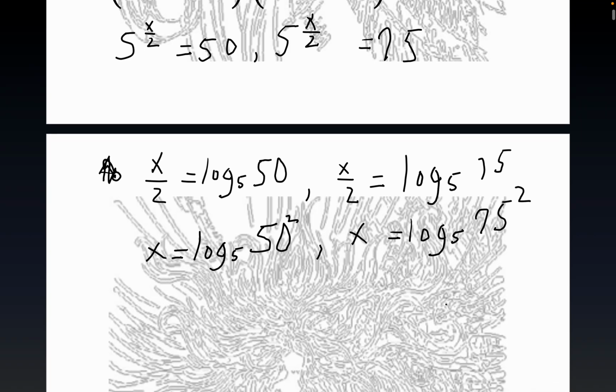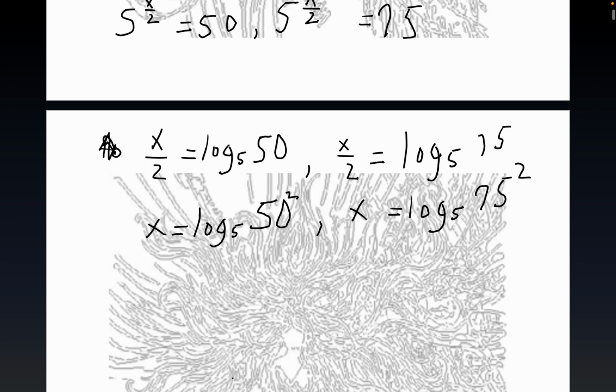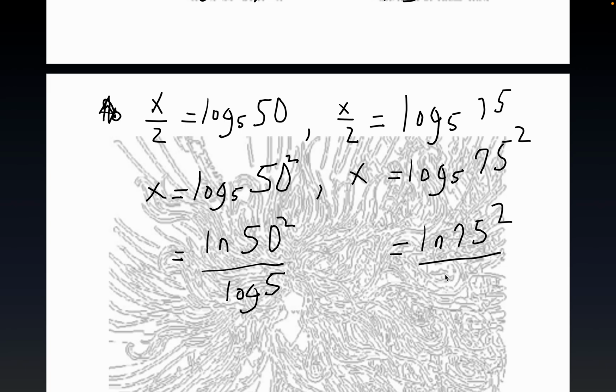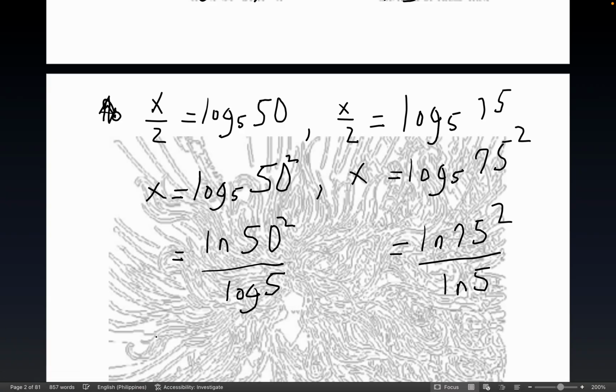Okay, folks. Now, I'm totally satisfied letting people leave the answer like this. However, some people like to change the base to a button that appears on the calculator. So I'm going to do that, and this is called the change of base formula: natural log of 50 squared over ln 5. You can use common log if you want to, whichever button you want to press on the calculator. And this is also equal to ln of 75 squared over ln 5. Okay, so these are the answers.